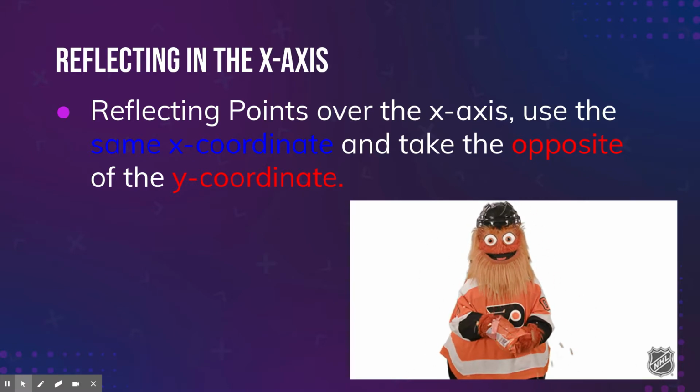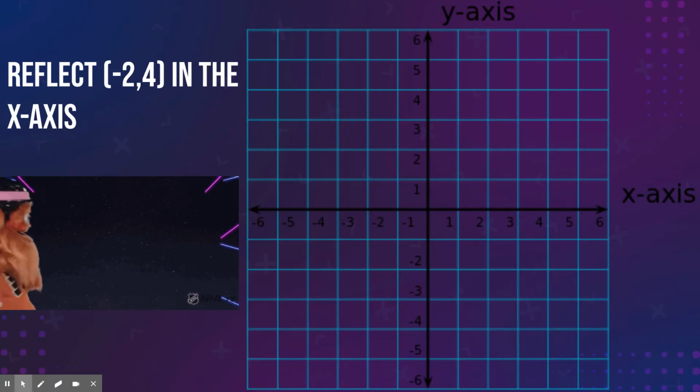Reflecting in the x-axis means we're going to cross over the x-axis, or across it. Those are some words that you'll see. So first thing we're going to use the same x coordinate, and then we're just going to change the sign, or do the opposite, of the y coordinate. So let's show you how that looks.